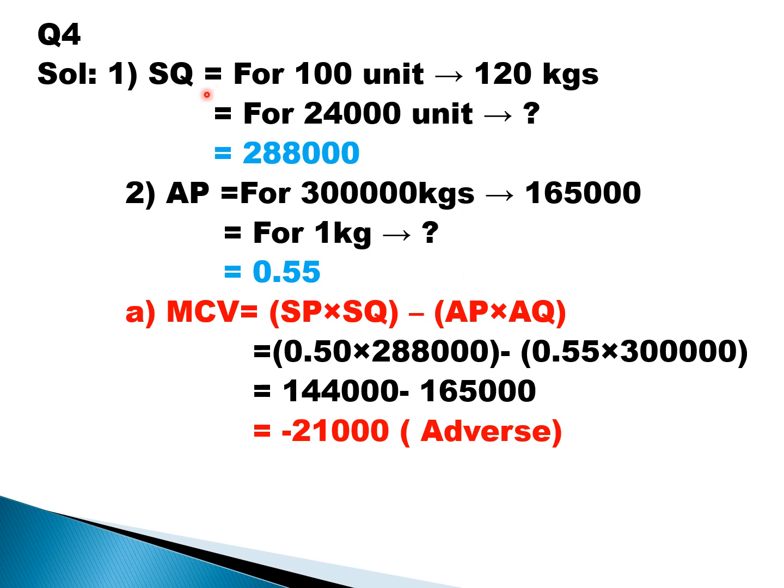So first find out SQ, students. For 100 units 120 kg. For 24,000 units how much? So you get 2,88,000. AP for 3 lakh kgs it's 1,65,000 rupees. For 1 kg it's how much? It's 55 paisa. So material cost variance formula, SP into SQ minus AQ into AP. If you apply the formula, you get minus 21,000. If you get minus, it's called adverse.